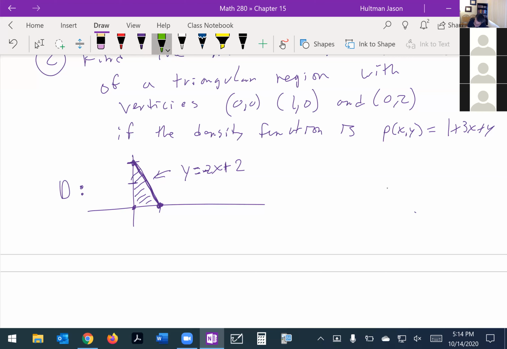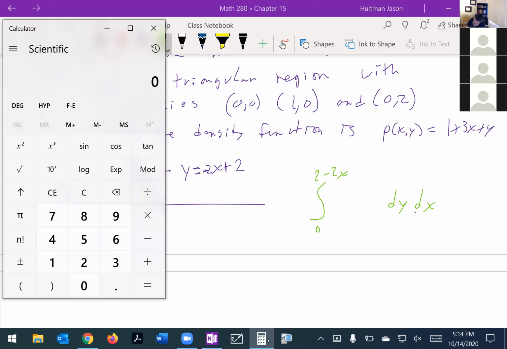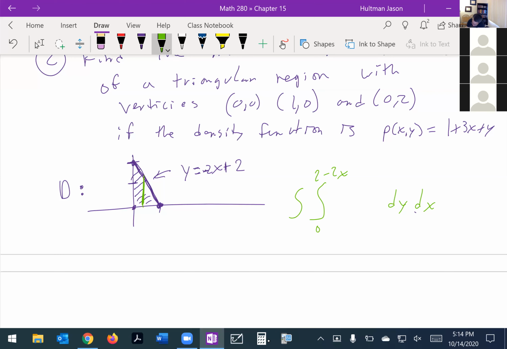Okay, and then if I want to take a vertical slice here, if I want to do dy dx, a vertical slice, that means that y's are going to go from what? They're going to go from 0 to -2x plus 2, or 2 minus 2x. I'll just do 2 minus 2x. Okay, and the x's are going to go from 0 to 1, right?